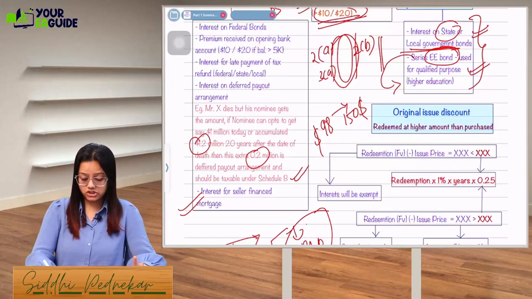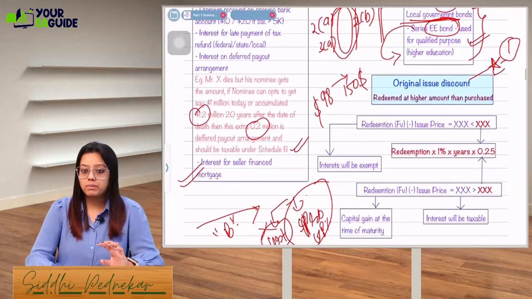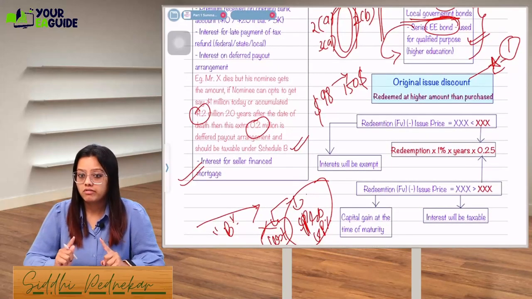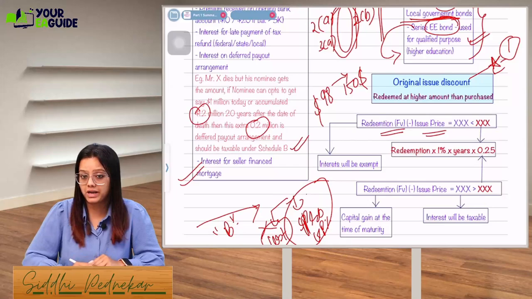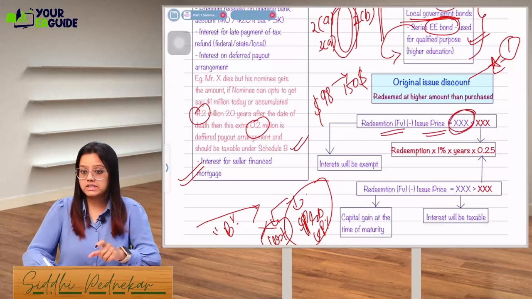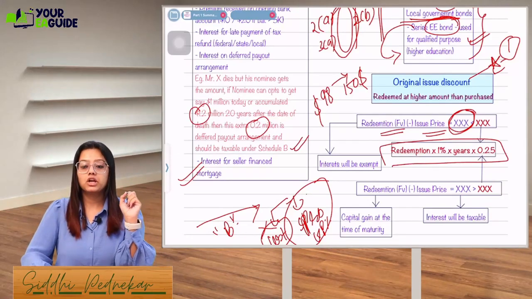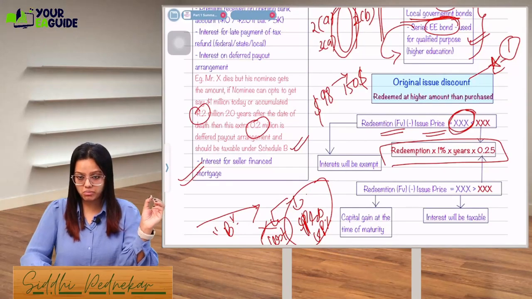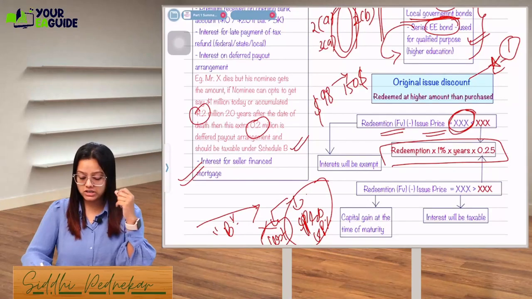But there is one condition, and remember this is important, there will be one question on this topic. You have to apply the formula. What is the redemption value of that particular share or security or bond? Take the redemption value and reduce the issue price, which is 90 in our case. Whatever is the difference, compare it to this amount: redemption value, that is $150, into 1% into the number of years the bond had as its life, let's say 10 years or 5 years, multiplied by 0.25.